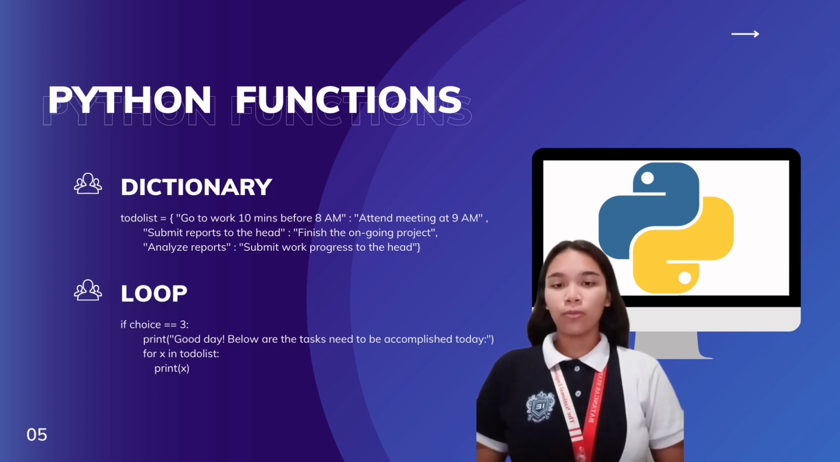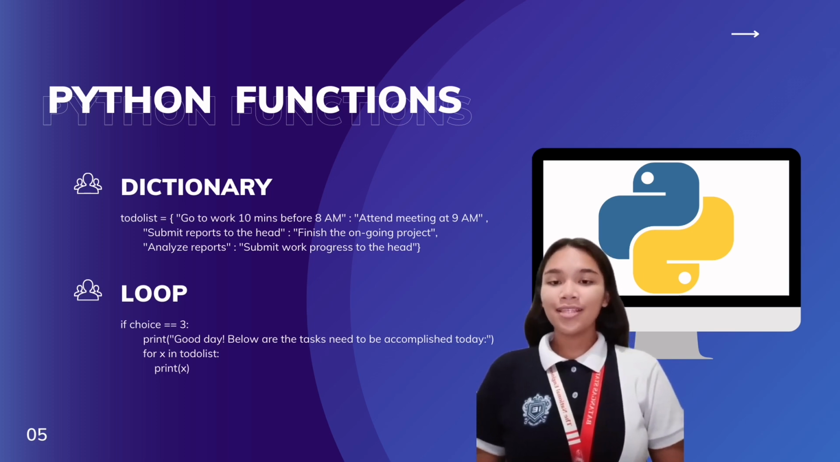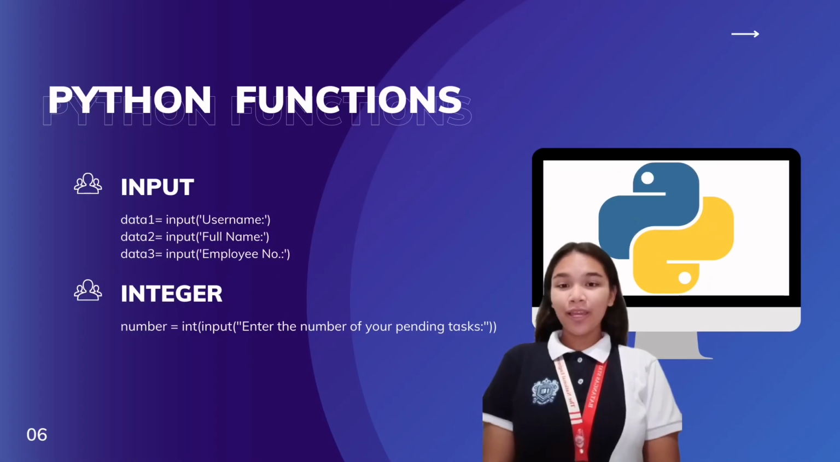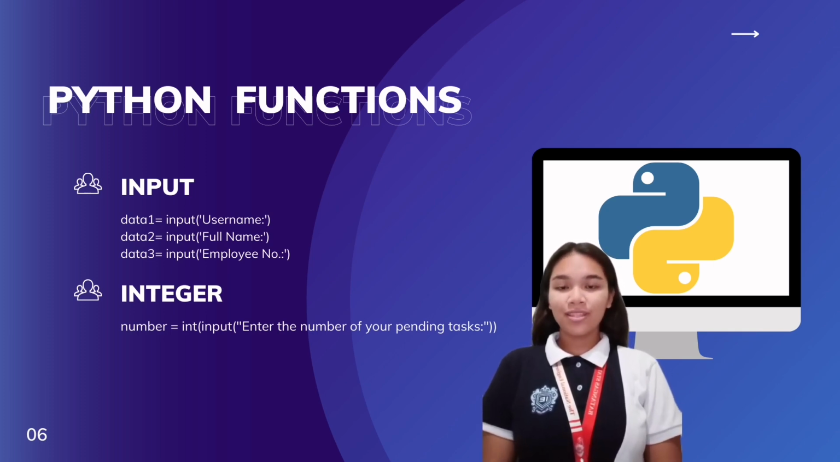Next is the loop. And just like the dictionary above, there is also an example code from our program. And this loop is used to run the choices and options the user have. Another Python function we used is the input function. An example feature of our program where we use this function is in inputting the username, full name, and employee number. Next is the integer.